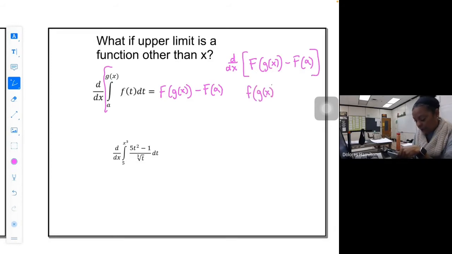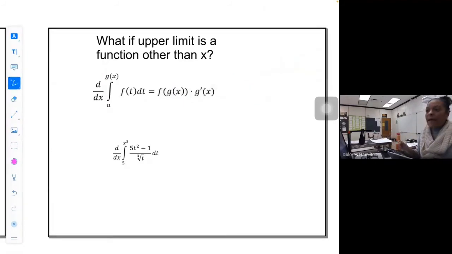What are we thinking? Chain rule. All right, if I were to differentiate that, I would have f of g of x, but then I would have to multiply by g prime of x. Great. So then what about the derivative of big F of a? a is a constant, so big F of a would also be a constant. So that goes away. So now we have it. This looks a lot like the upper limit being x, except we now have to plug in g of x everywhere we have a t. And remember to multiply by g prime. So that is our chain rule.